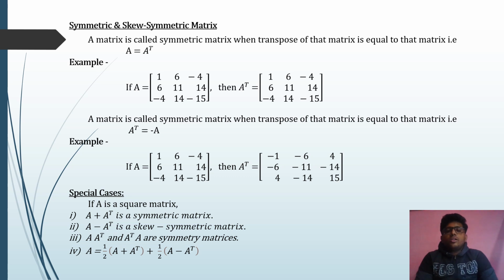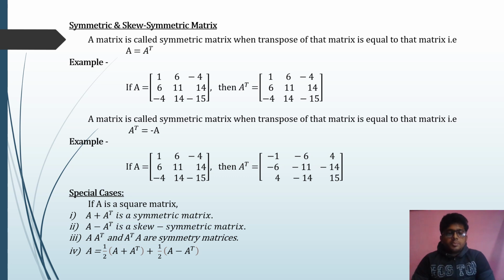So based on the transpose of a matrix, we got another two matrices. One is symmetric, one is skew symmetric matrix. When the transpose of a matrix is the same as the original matrix, then we call it a symmetric matrix. And when the transpose of a matrix is the negative of the original matrix, we say that it is a skew symmetric matrix. And the main condition is that they are both square matrices.